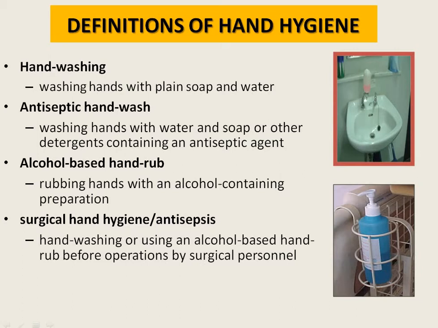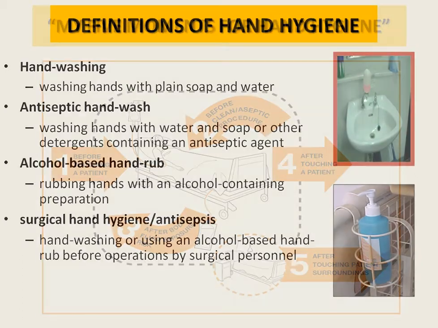Then we have to use an alcohol based hand rub. Rubbing hands with an alcohol containing preparation will decrease the microorganisms as well as evaporate the surface agent so that we have clean hands. Lastly, you have surgical hand hygiene antisepsis, in which hand washing or using an alcohol based hand rub before operation by surgical personnel will definitely decrease the risk of infection and improve hygiene.